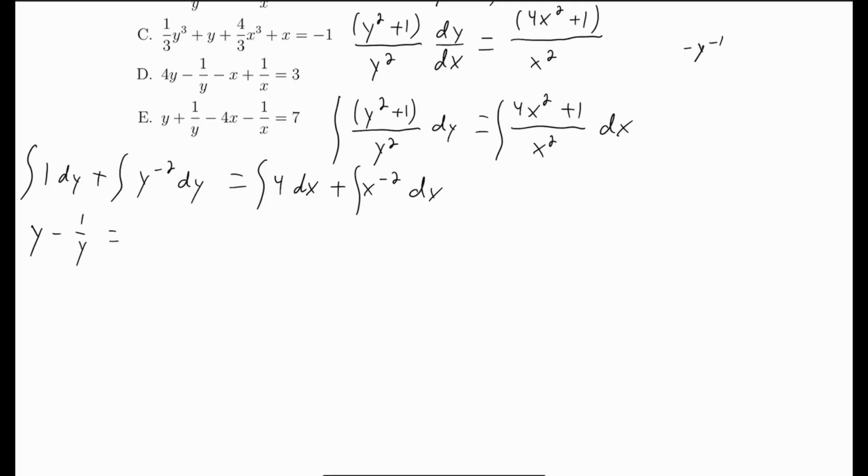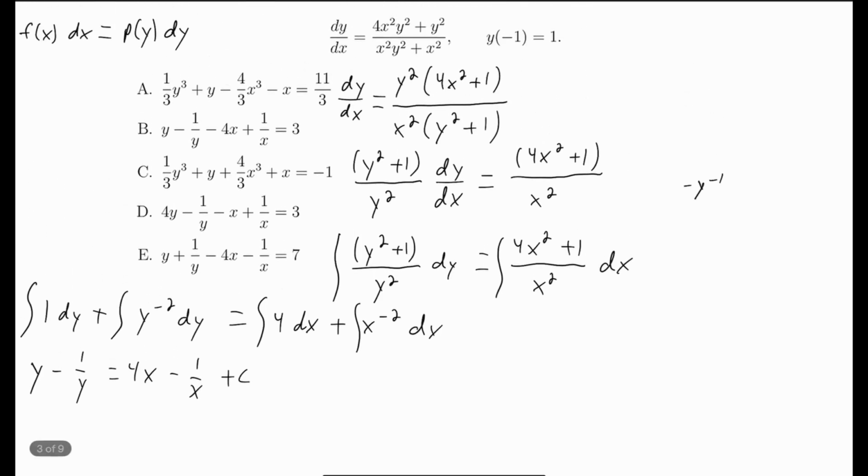And then on the right side, we get 4x. And then again, we'll get minus 1 over x. And then don't forget your plus c. These are indefinite integrals. We don't need to add a plus c after every integral because they're just arbitrary constants. We can combine them into one big plus c. So we'll throw a plus c over on that side.